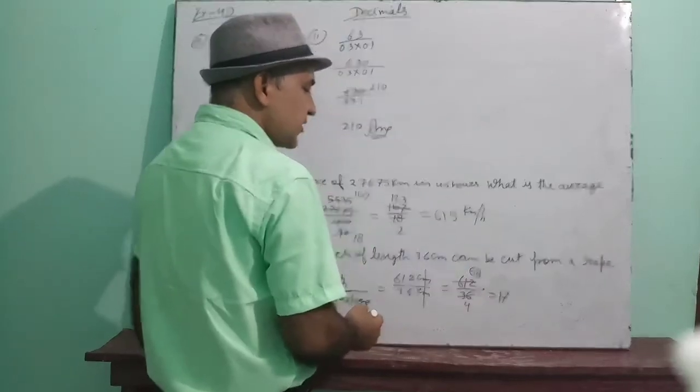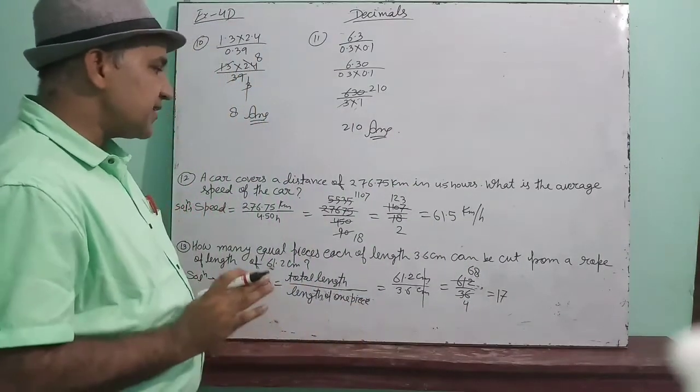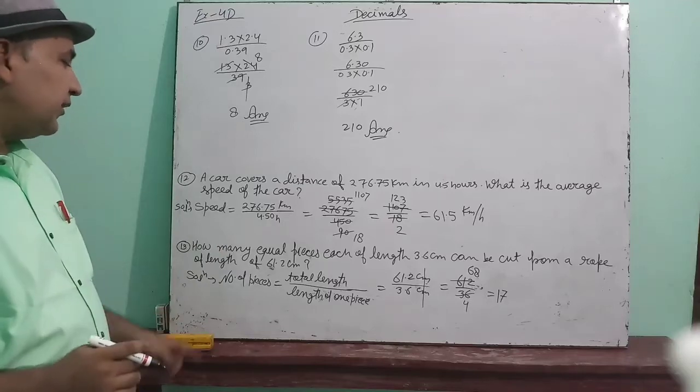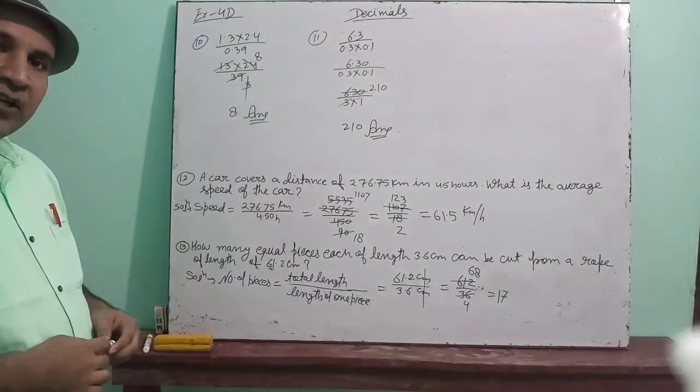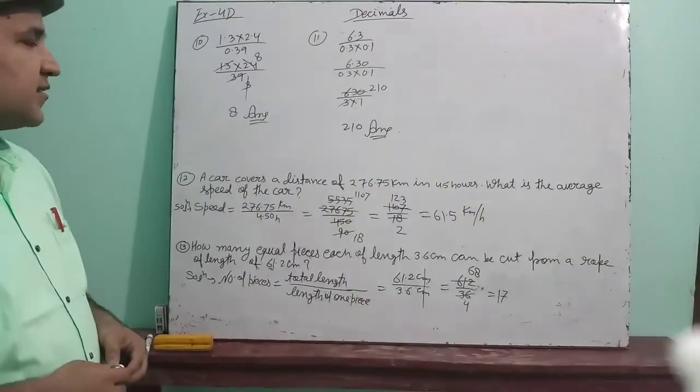4 into 17 is 68. That means 17 pieces can be cut from the length of 61.2 centimeter rope. Okay, now pause the video and note down these questions.